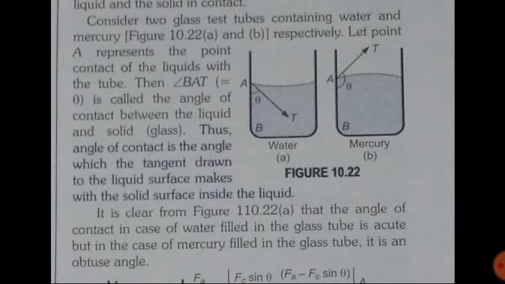Here you have seen that when the angle of contact for a particular liquid is less than 90 degrees, the shape of the surface will be concave. If the angle of contact is more than 90 degrees, the shape of the liquid surface will be convex. If the angle of contact is 90 degrees, what will happen? The shape of the surface will be flat only, a plain surface will be there. But it is a very rare case.